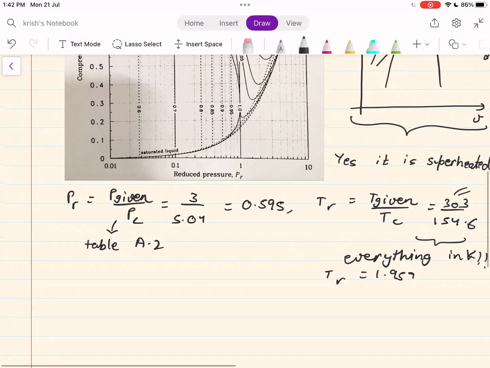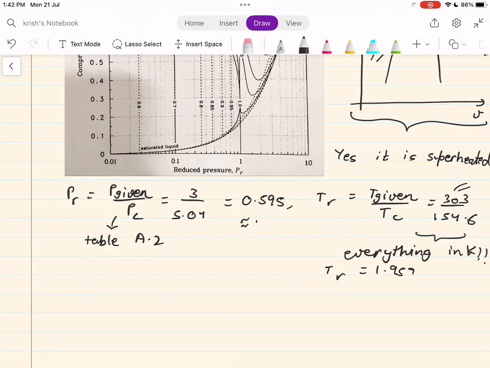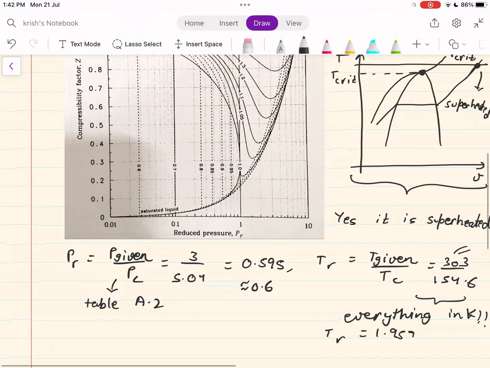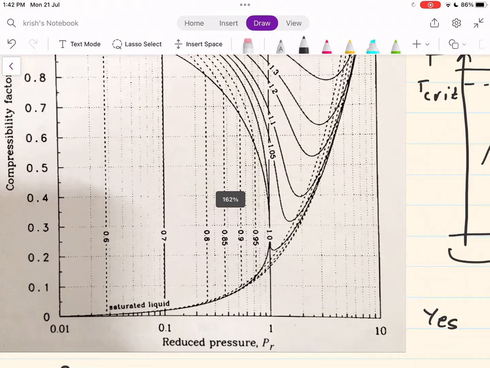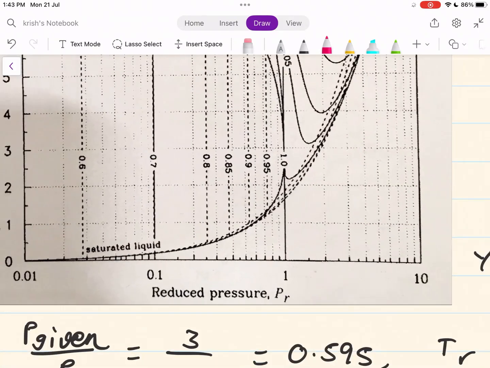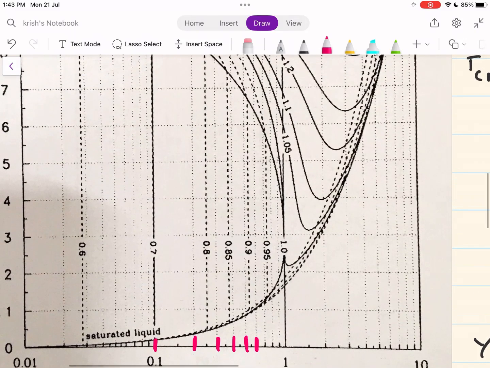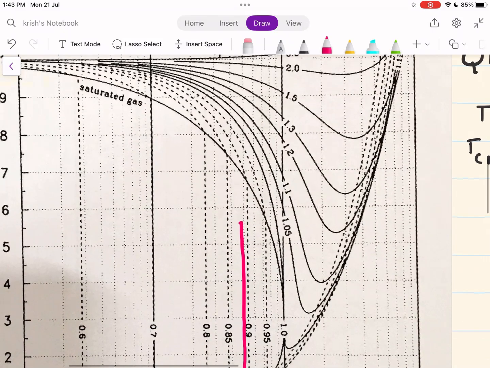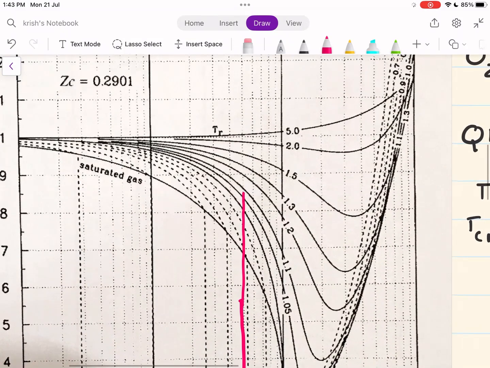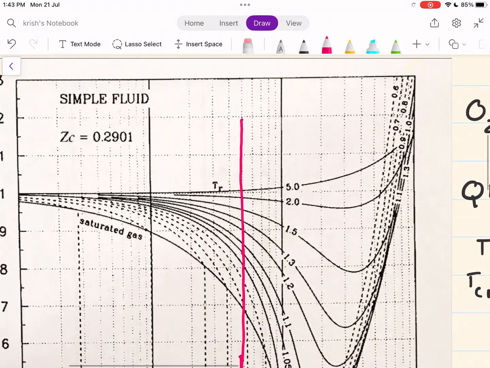Right, now let us use this graph. This can approximately be written as 0.6, right? Because it's very, very close and we don't need it that accurately. So using this graph, first we go on the x-axis where our PR is. 0.1, 0.2, 0.3, 0.4, 0.5, 0.6, which is very close to our given value. So we will draw this line. Right, this is our given PR line.